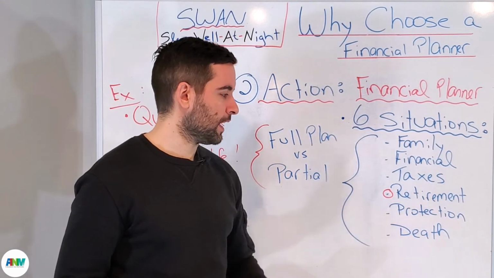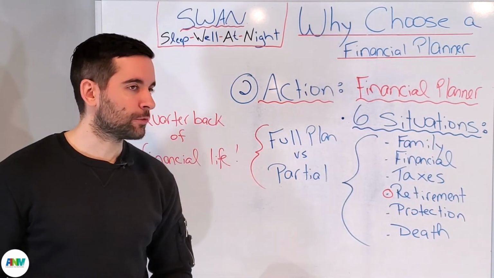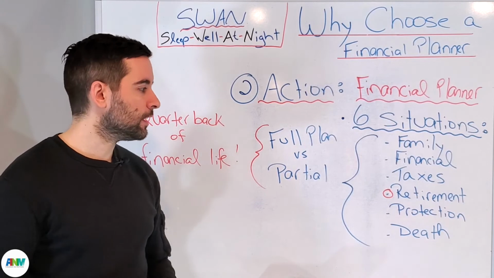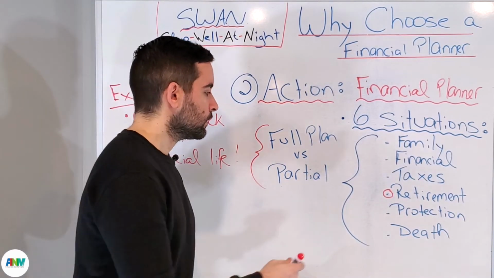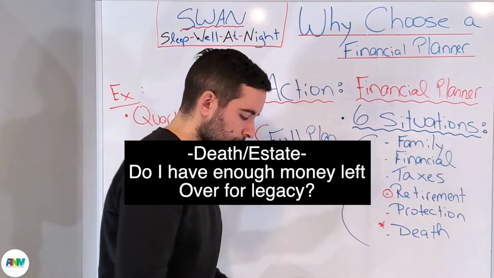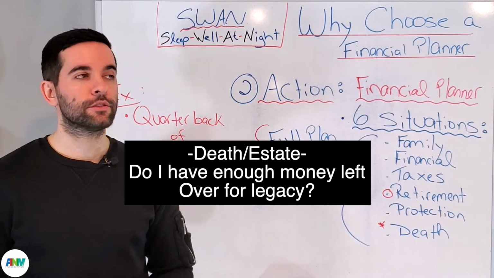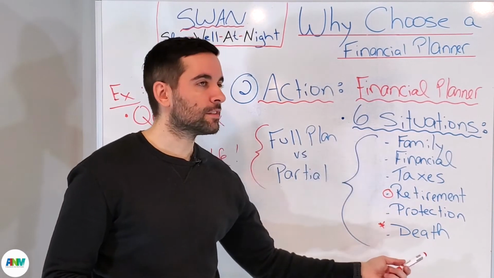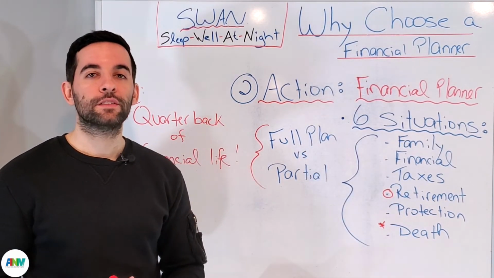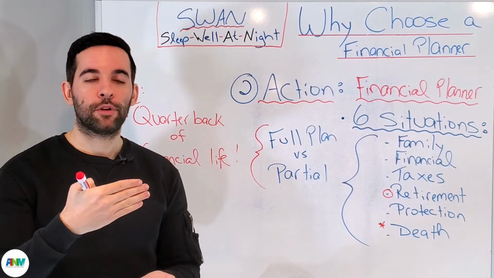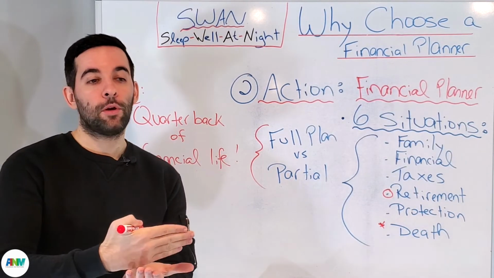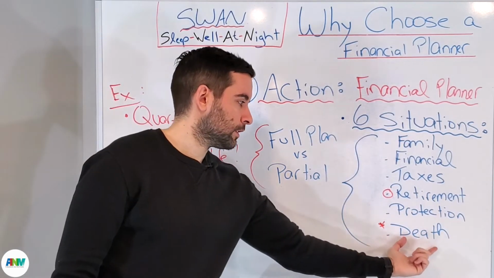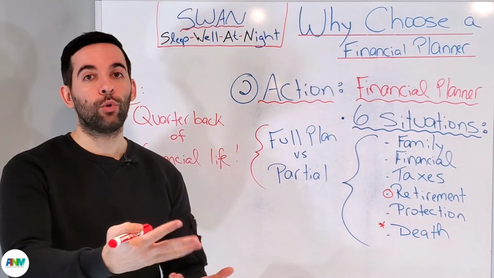The last point is the one that people enjoy speaking about the least. Unfortunately, it is something that we're all headed towards. So death or the estate situation. Okay, so for me, this is a two-parter. The first part is, do I have enough money as I'm approaching those years where I'm becoming old and gray?